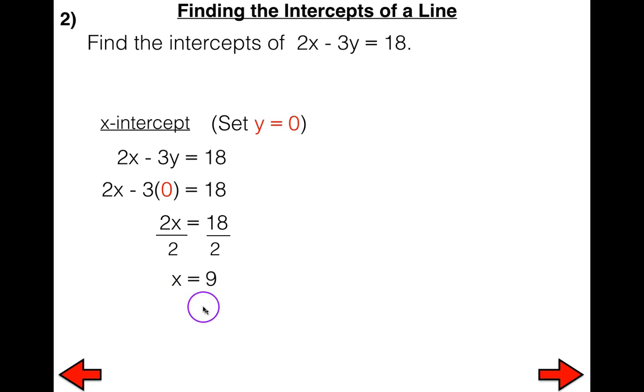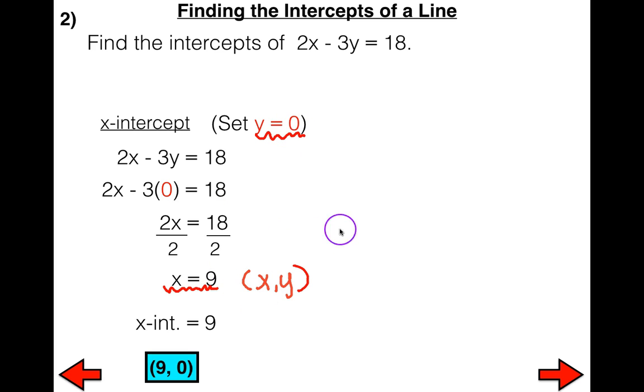leaving me with x equals 9. So my x-intercept is at 9, but if I wanted an ordered pair to figure out where that point is exactly, I'm going to say that if x equals 9 and y equals 0, and I know that ordered pairs are written as x comma y, I'm going to write that the x-intercept will occur at 9, 0.